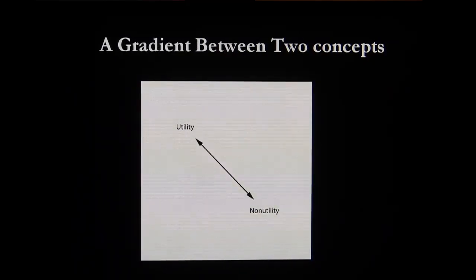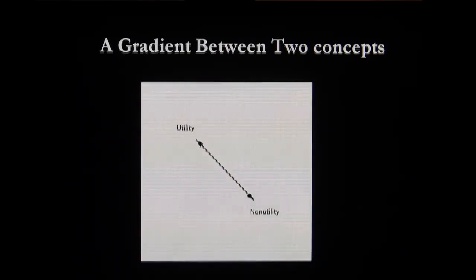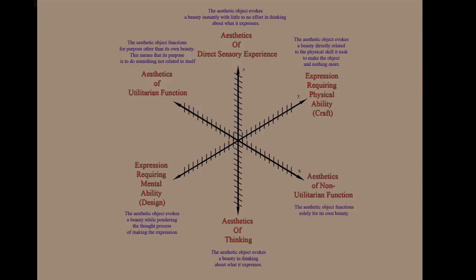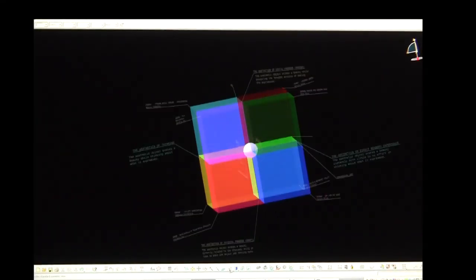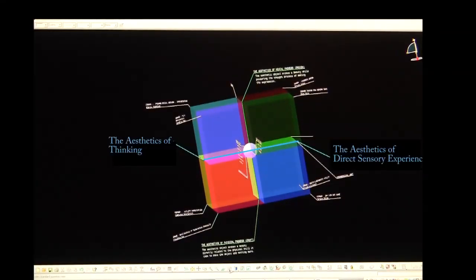In our polyaesthetic mapping system, we map aesthetic expressions along 3 different number lines, or shall we say 3 different dimensions. Let's look at our model. The blue line in this model shows us our first dimension, which spans between the concepts of the aesthetics of direct sensory experience and the aesthetics of thinking.